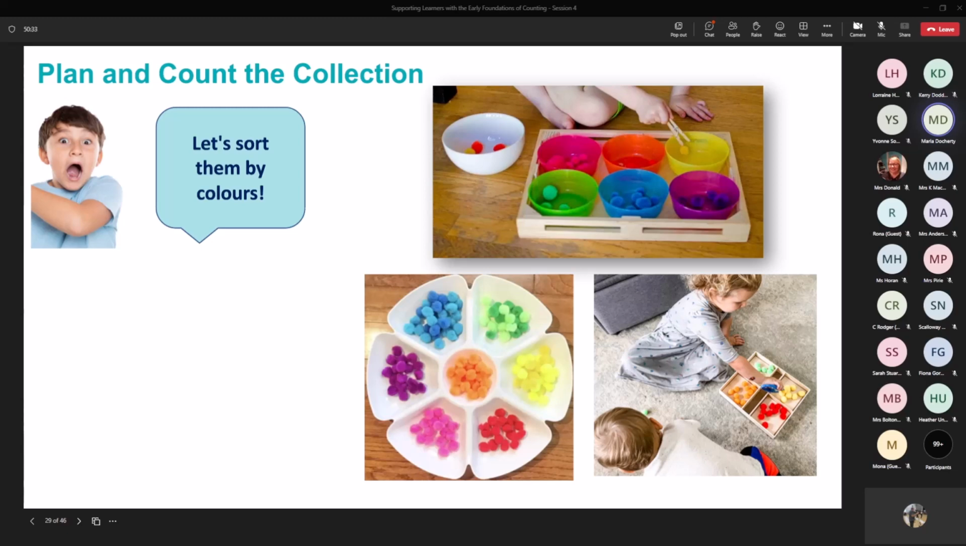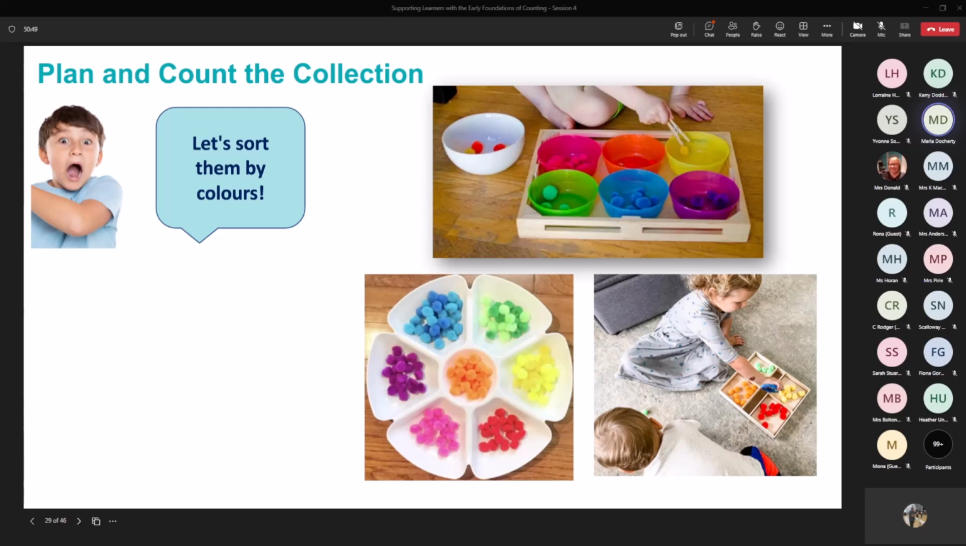In this case, they've decided they're going to sort by colour. And again, there might be very little or no formal counting taking place at this stage, but there's a whole lot of learning going on. There's a whole lot of sharing and there's experimenting, and that's all good.